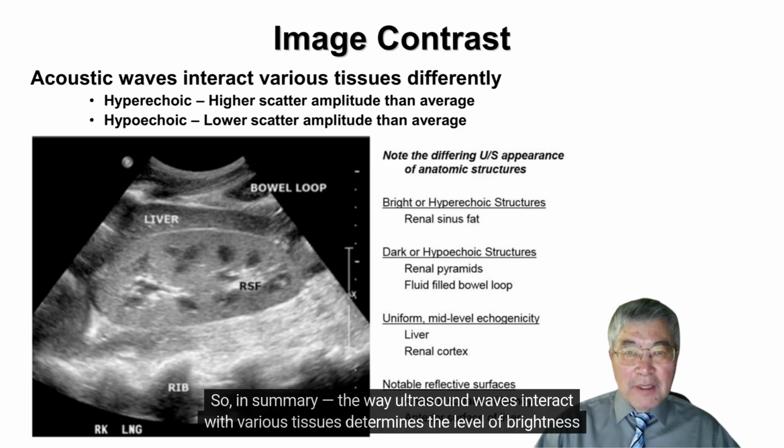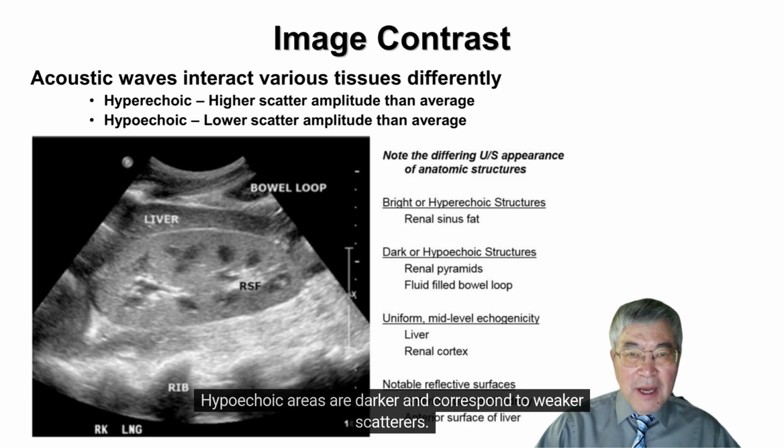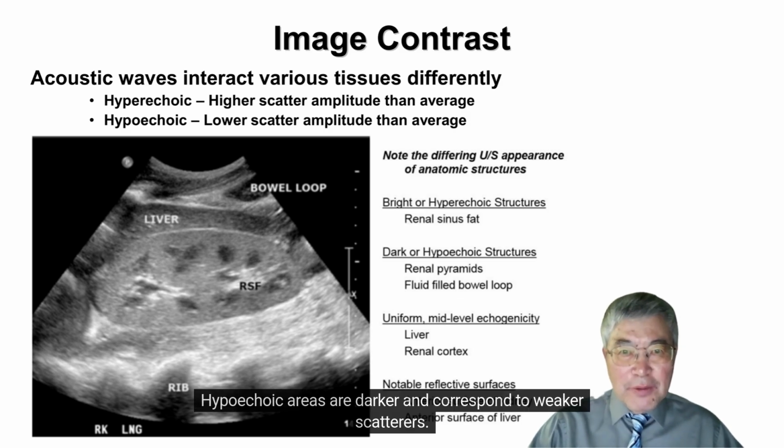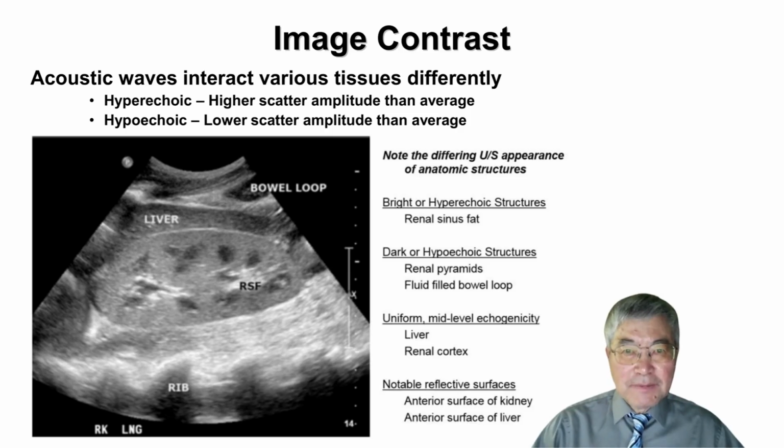So, in summary, the way ultrasound waves interact with various tissues determines the level of brightness on the image. Hyperechoic areas are brighter and correspond to stronger scatterers. Hypoechoic areas are darker and correspond to weaker scatterers. This difference in signal amplitude is the foundation of contrast in ultrasound imaging.